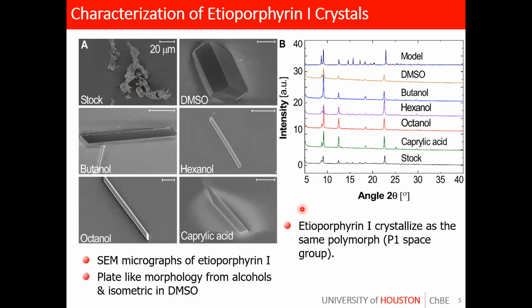Now, before we go on to determine the thermodynamic parameters of crystallization, we crystallize ethylporphyrin by slow cooling from all these solvents. And what we see is that it has a plate-like morphology in the alcohols and also in caprylic acid, while in DMSO, it's quite isometric in nature, indicating different rates of growth in different solvents. And when we look into the powder X-ray diffraction pattern, we see that irrespective of the solvent, the crystals obtained are identical to each other. So irrespective of the solvent, the polymorphs of crystals that we get are the same, and they all belong to the triclinic P1 space group as identified using the Cambridge Crystallographic Database.